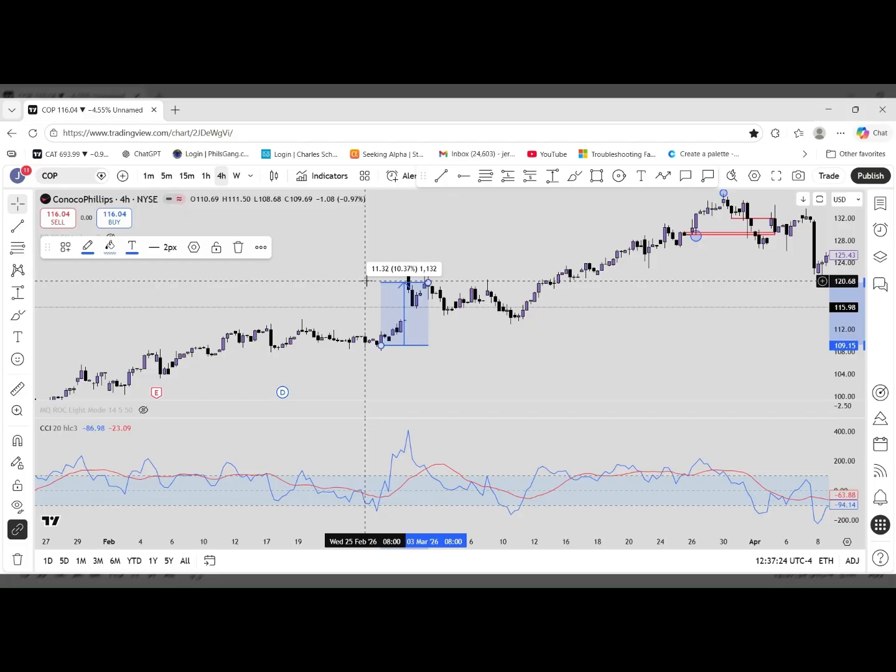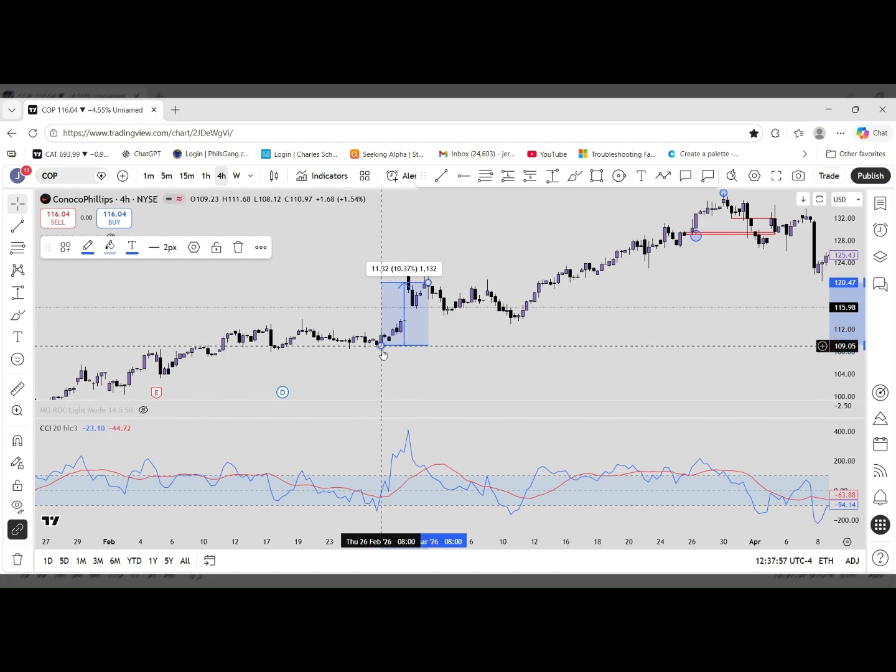So again, if you owned 100 shares of that stock, that would have made you $1,132. And let me hide this thing. Okay, there we go. Sorry about that. So that was at 8 o'clock. You would have had to start your move in the pre-market hours, and it went until 8 o'clock the next day.